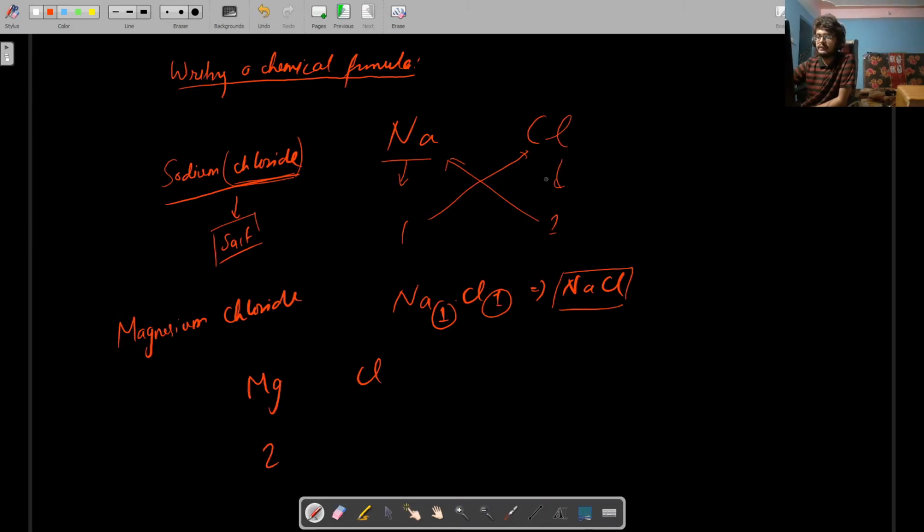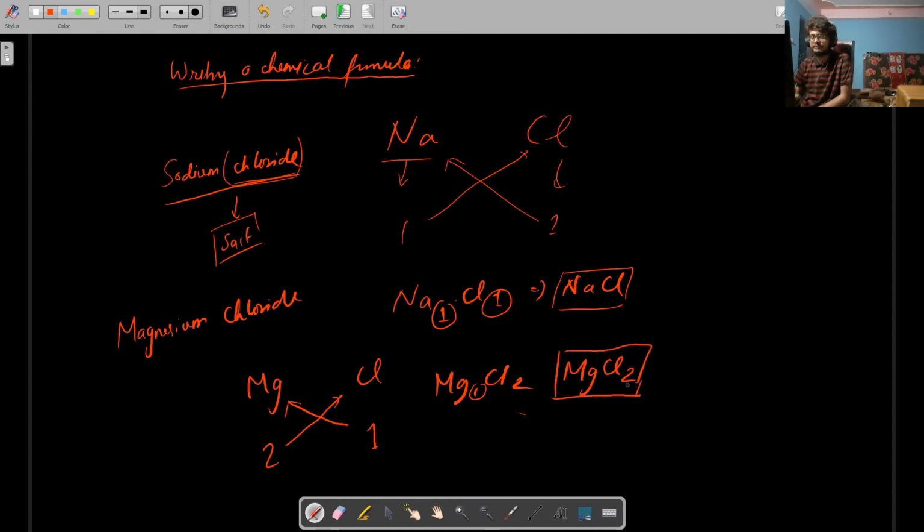So the valency of chlorine is 1, we already did it. So what we do is we crisscross it. We give 1 to magnesium, 2 to chlorine. We have Mg1Cl2. You don't need to write this 1, so you just write MgCl2. So this is how you write magnesium chloride. Okay, so is this method easy?